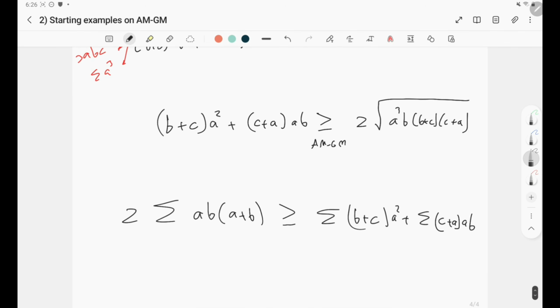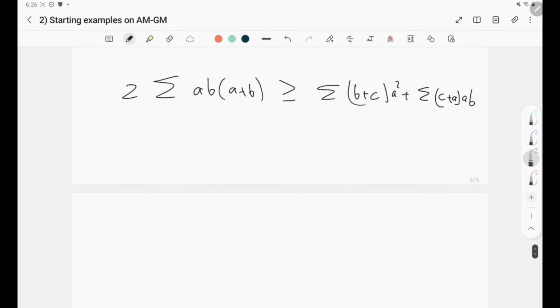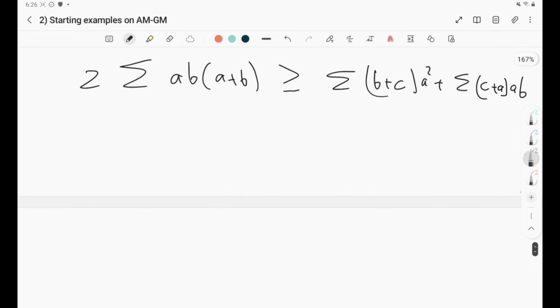Okay, let's expand and cancel stuff. So by expanding now, the LHS here, by the way, we need to prove this. I always like to put a question mark when I need to prove something, because if I can't prove it, then I'm done.